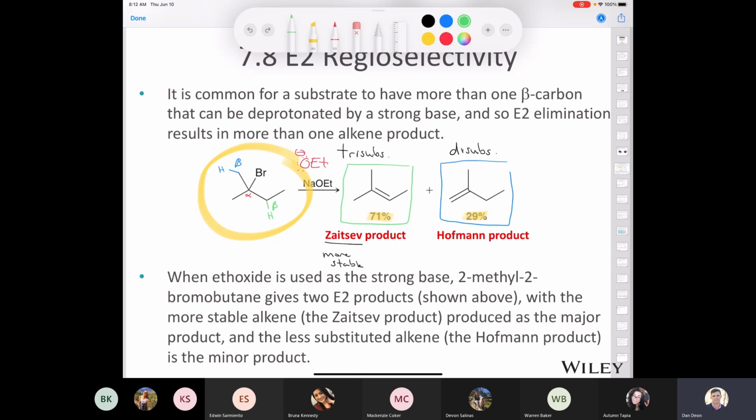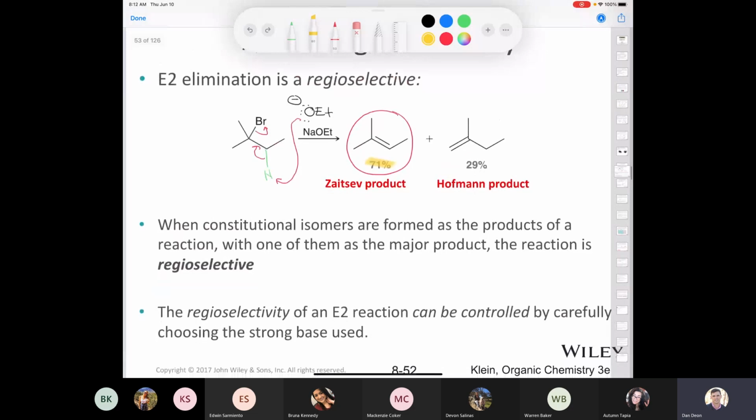So in terms of regioselectivity, the reaction is more regioselective for this beta proton, the one that's highlighted in green, right? It's just selective in terms of the region of the molecule. So there we go. We defined what a regioselective reaction is, but then we said, okay, well, we can actually control whether we get the Zaitsev or the Hofmann product by choosing our base very carefully.